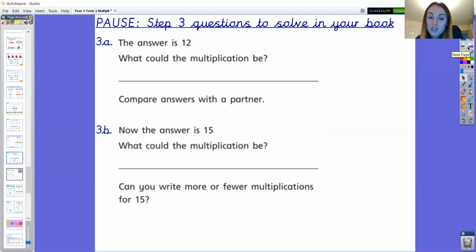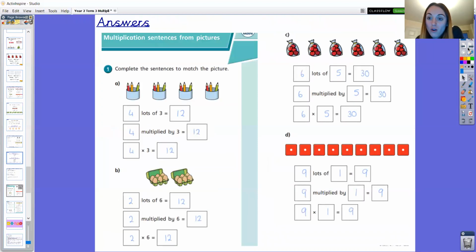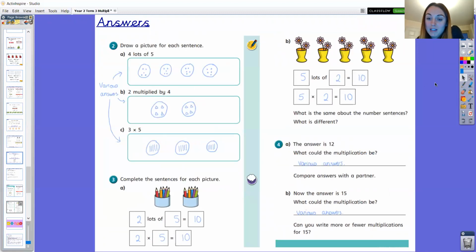Well done, Year 2. I'm so proud of you. You've put so much effort into your learning this morning, so well done to you. On your screen now, you will be able to see the answers so that you are able to review your learning with the adult helping you at home. So please pause on the answer page to review your learning.